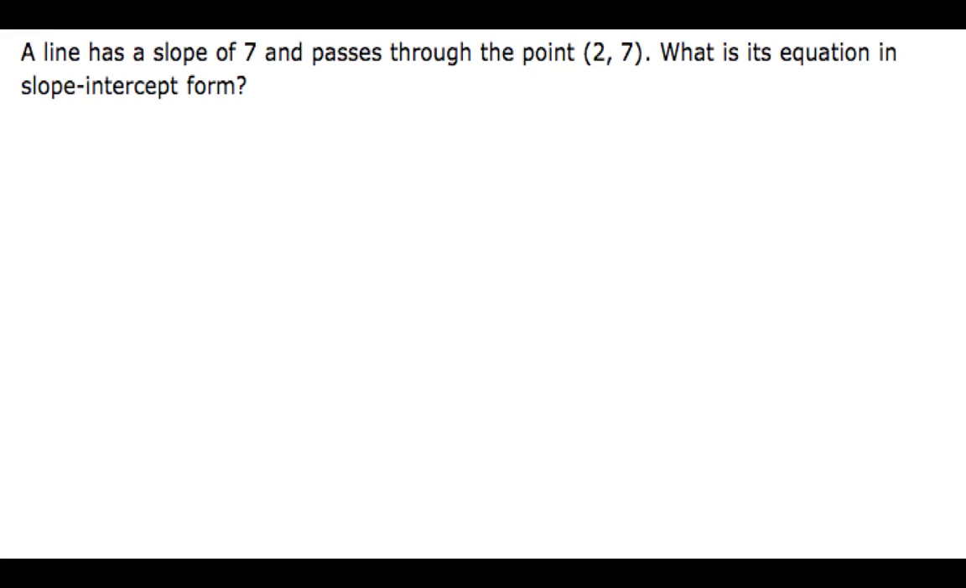Alright, so in some problems, you're going to be given the slope and also a point. And in other problems, you'll be given 2 points and asked to find the equation of the line. Let's go ahead and start with the basics. What if you're just given a slope and a point?